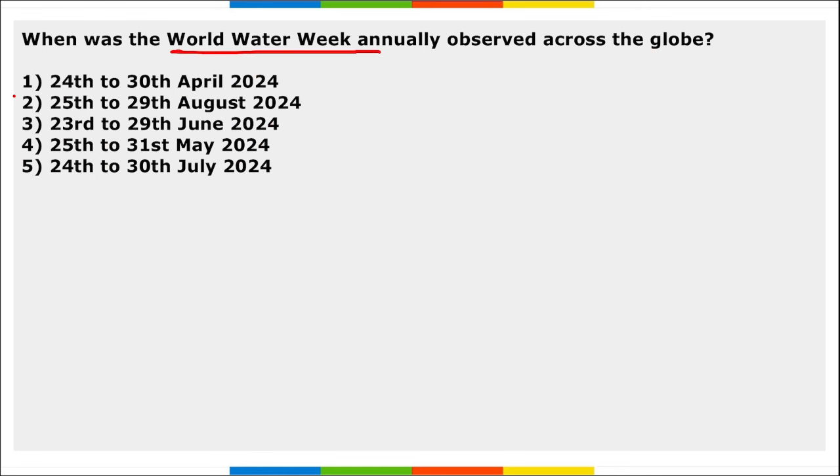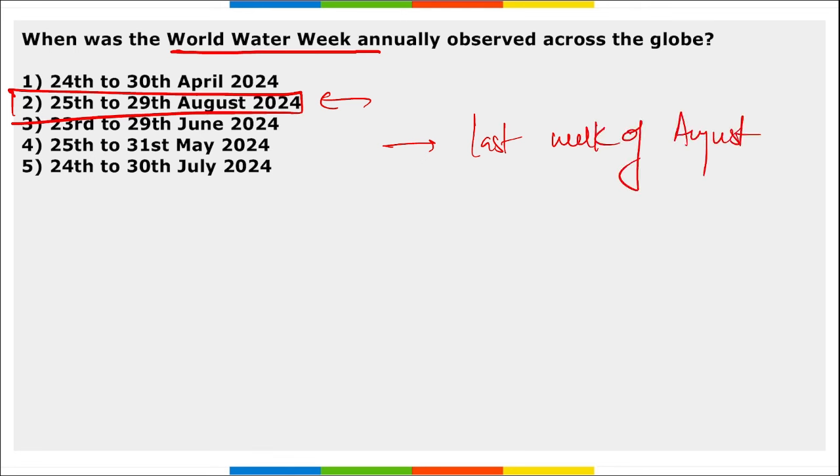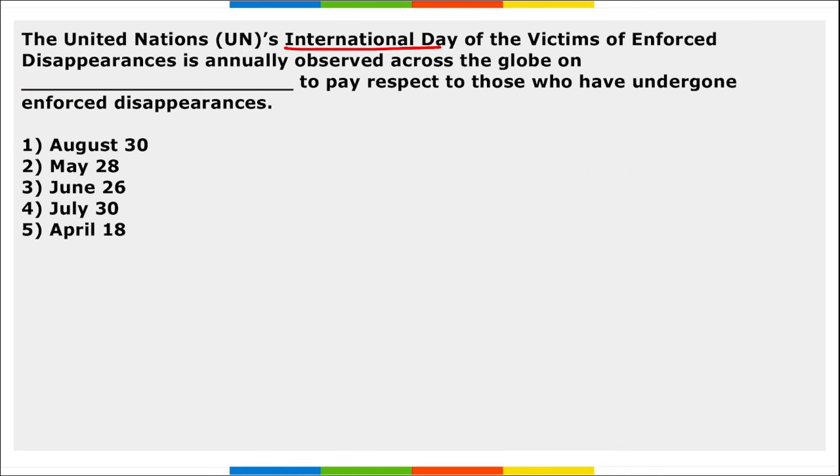Next, when was the World Water Week annually observed across the globe? It is from 25th to 29th of August we observe World Water Week, and this year, in 2024, it was on these days, but generally it is observed on the last week of August month, right?